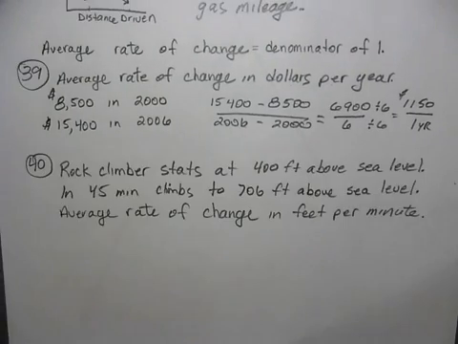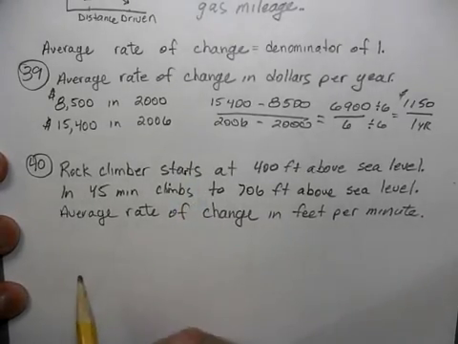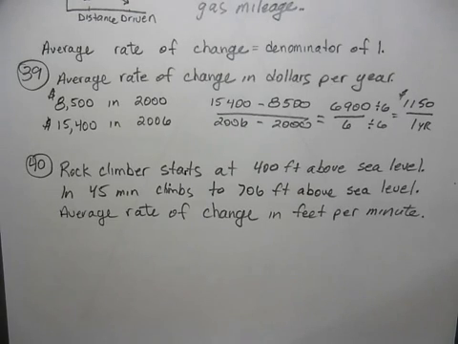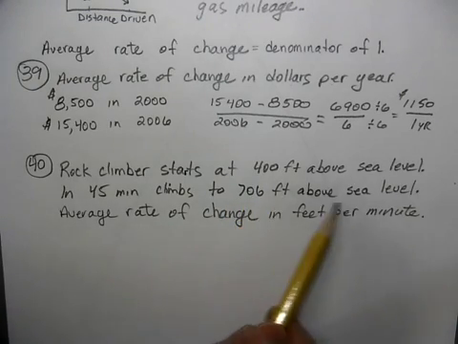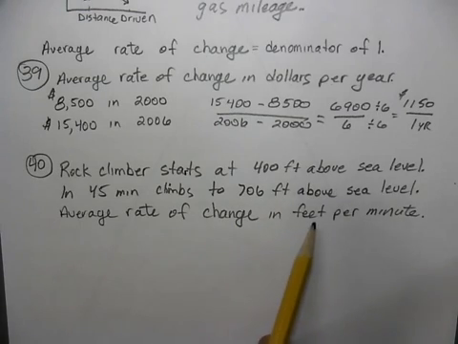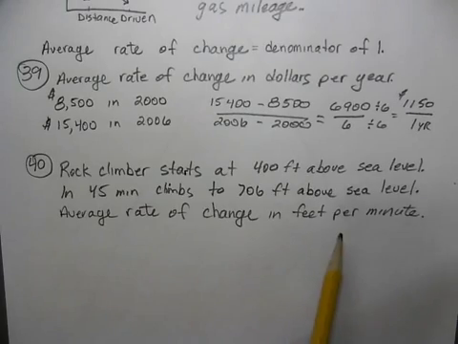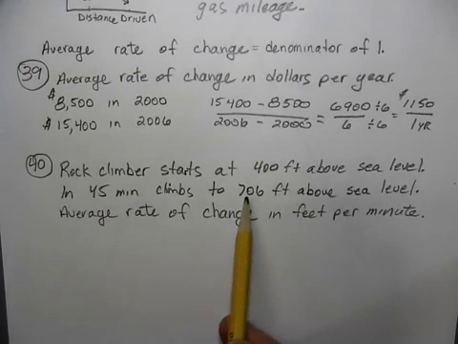Number 40. For number 40, we have a rock climber, and he starts at 400 feet above sea level. In 45 minutes, he climbs to 706 feet above sea level. We need to find the average rate of change in feet per minute. So how many feet does he climb every minute if in 45 minutes he climbs up to here?